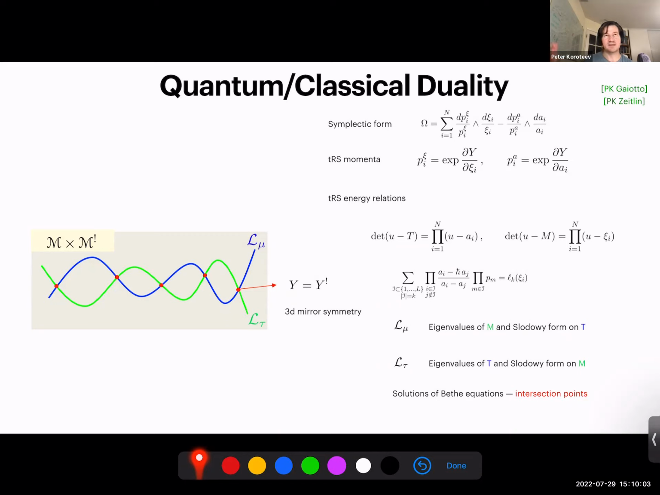And the Slodowy form is basically the matrix T looks like a bunch of blocks, like Jordan blocks, but each block has the form highest weight element under the adjoint action plus E, where E is the raising operator. We don't have to go into this, but basically there's a certain kind of block structure for the T matrix. And then when we specify the Lagrangian in the other one, we fix eigenvalues of the other matrix, and we impose Slodowy conditions on M. And then solutions of Bethe equations correspond to intersection points of these two Lagrangians.